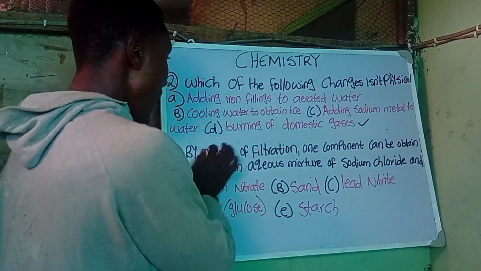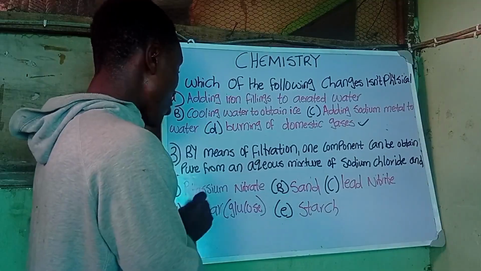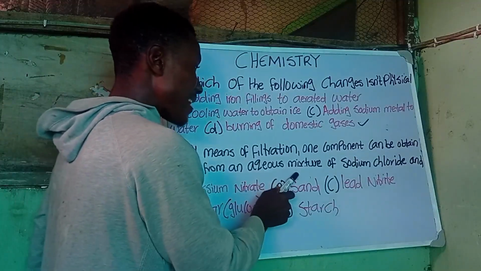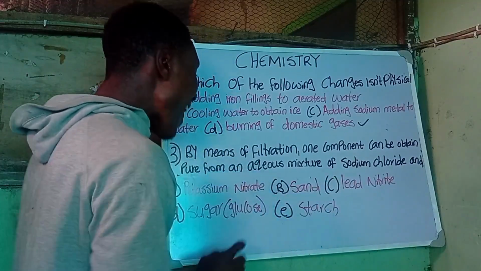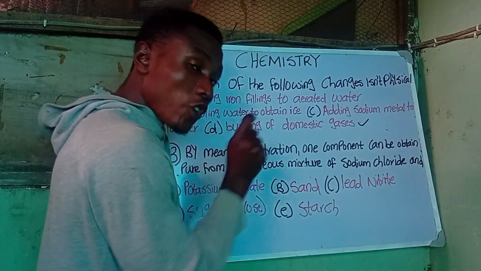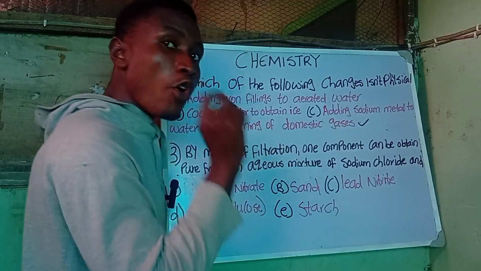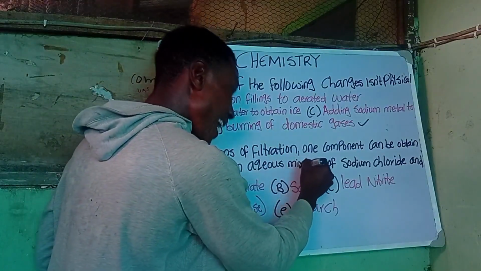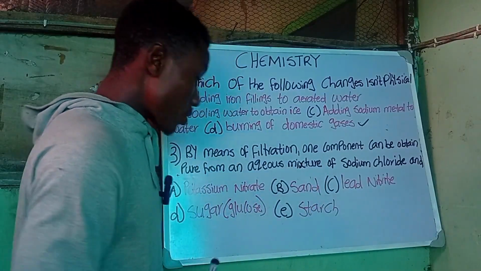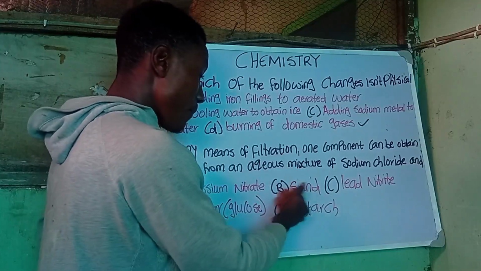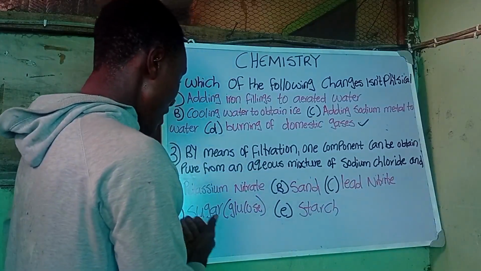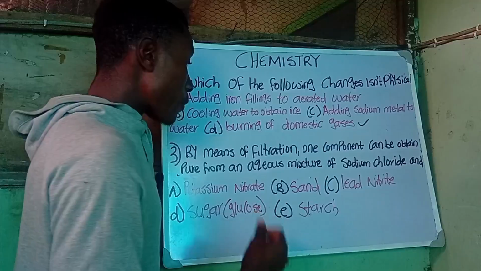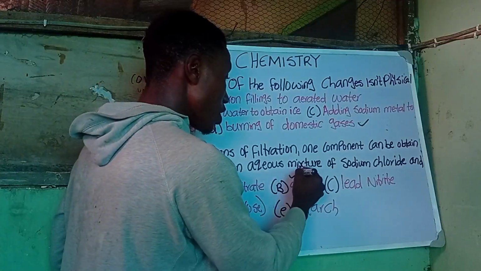Question number 3 says, by means of filtration, one component can be obtained pure from an aqueous mixture of sodium chloride and, right? So you have to take notes. These are the options: A, potassium nitrate, B, sand, C, lead nitrite, D, sugar, which is glucose, and E, starch. Now the correct option there is option B, which is sand.